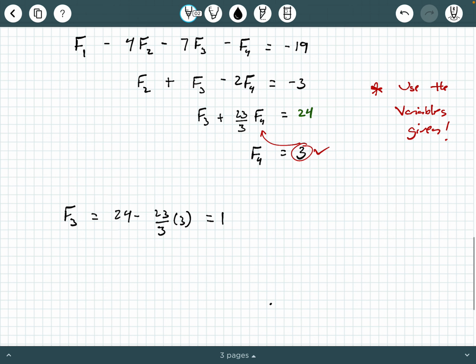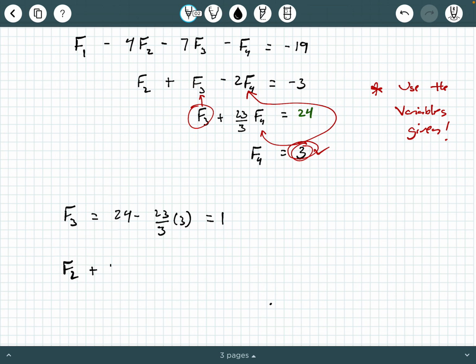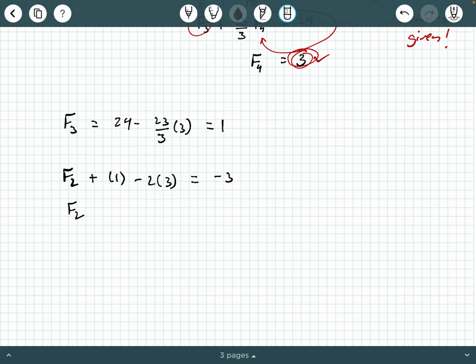Now we can substitute into equation 2. So we can substitute this into this and then F3 into this. So we'll say F2 plus 1 minus 2 times 3 equals negative 3. And so what does F2 become? Be mathematically proper here. Don't just keep writing equal signs everywhere. F2 equals negative 3 minus 1 plus 6. Now this equals 6 minus 4 is 2, okay?